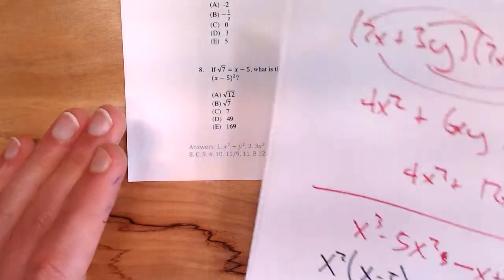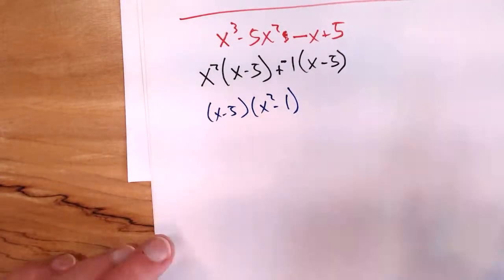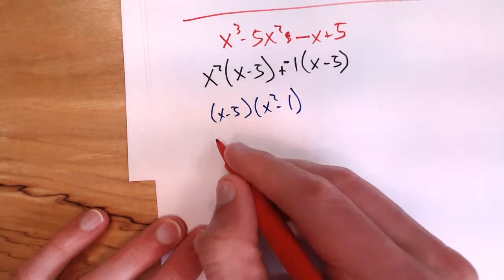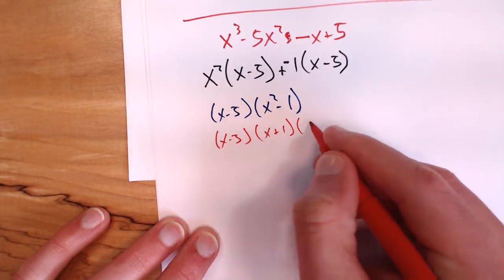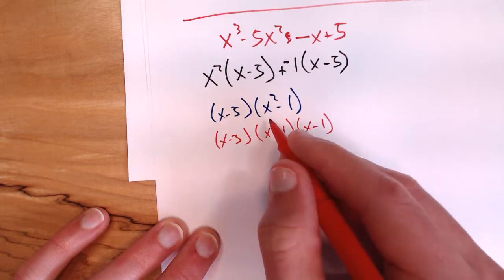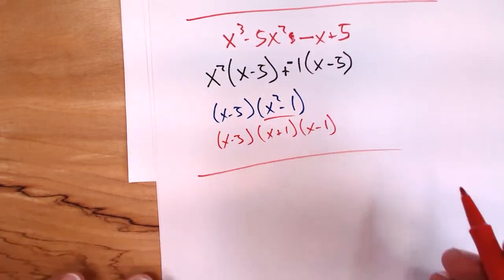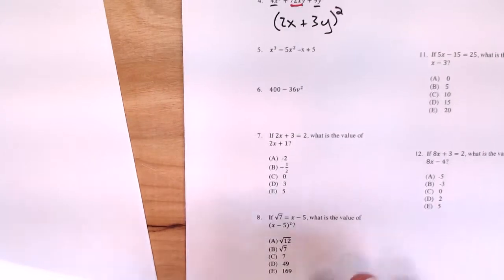All right, oh, one more step on that one actually. So this guy can go even further. This is a perfect square factor, so we can do x minus 5 times x plus 1 times x minus 1. That's perfect square factoring. Okay, so that's number 5.